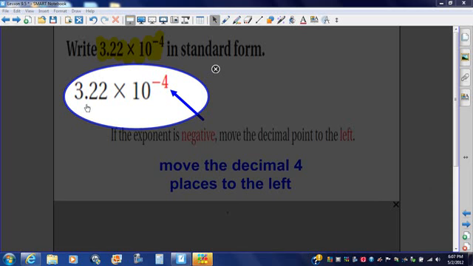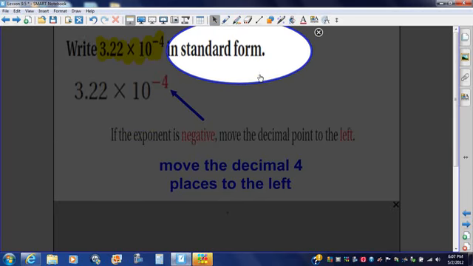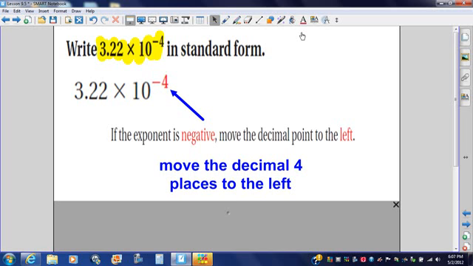First example I'd like you to copy in your notes. Please write 3.22 times 10 to the negative 4th power. This is in scientific notation. We are going to write our answer in standard form. So first thing I notice is that my exponent is negative. If my exponent is negative, I'm going to move the decimal point to the left. So I'm going to move the decimal 4 places to the left. Why am I going to the left? Because it's negative. Why am I going 4 places? Because my exponent here is a negative 4.